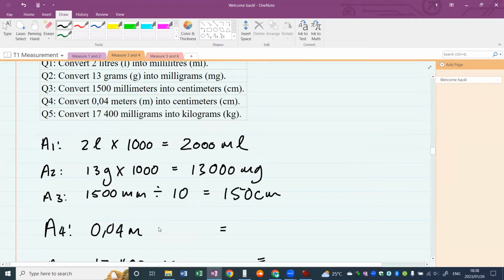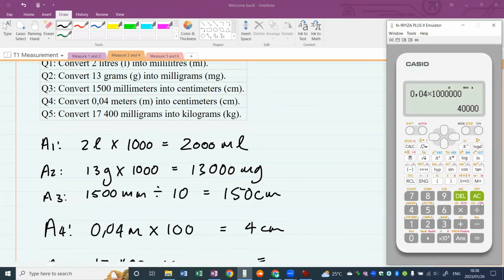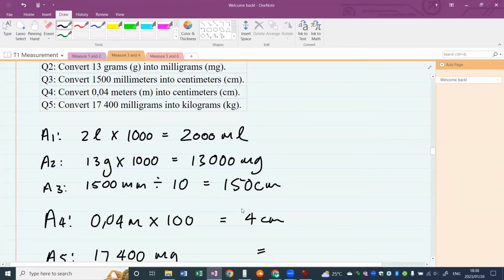All right, 0.04 meters to centimeters. We're going from big to small. We're timesing now, and we're going to times by 100. So that should give us 4 centimeters, if I'm not mistaken. Let's check it. So 0.04 times 100. Yep, 4 centimeters.